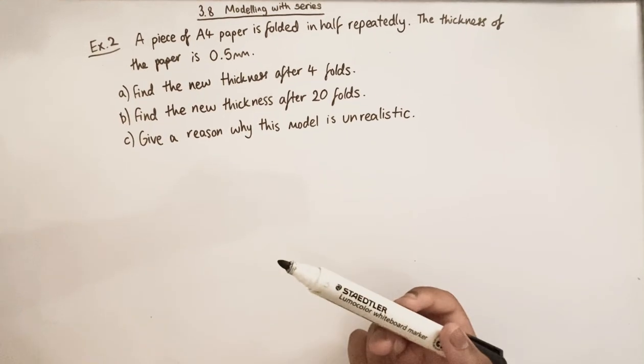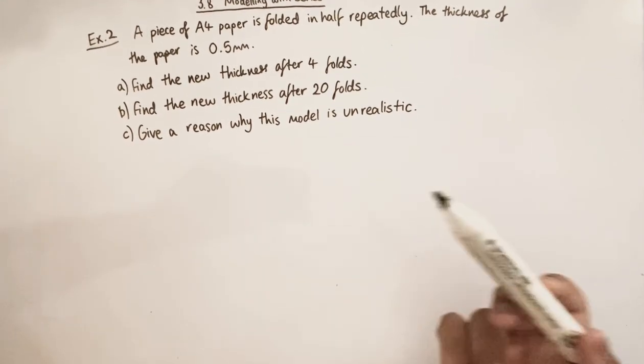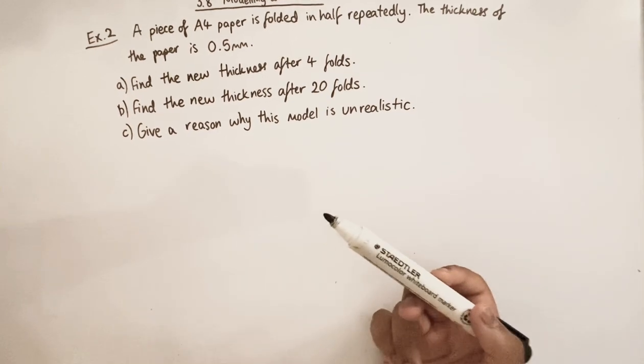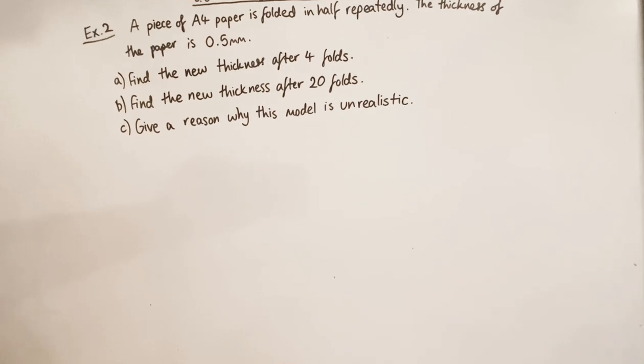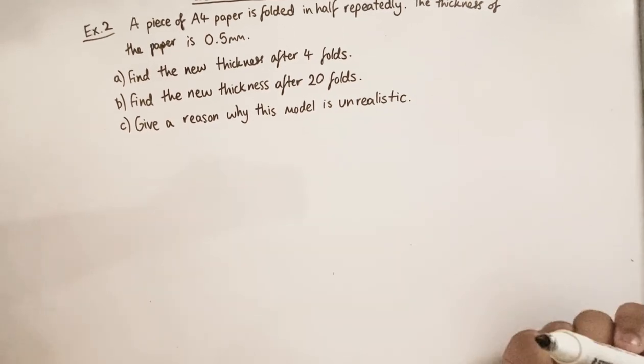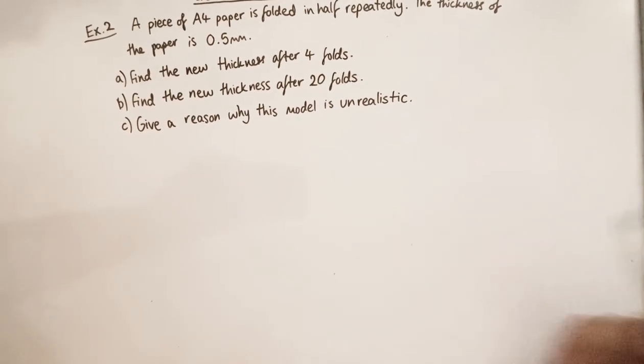A piece of A4 paper is folded in half repeatedly. The thickness of the paper is 0.5 millimeters. Part A, find the new thickness after 4 folds. Part B, find the new thickness after 20 folds. And Part C, give a reason why the model may be unrealistic.